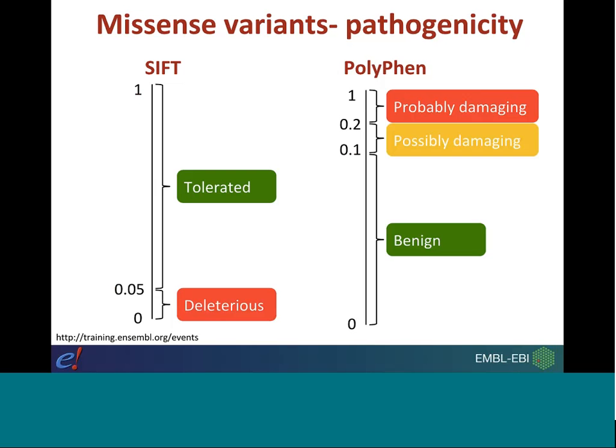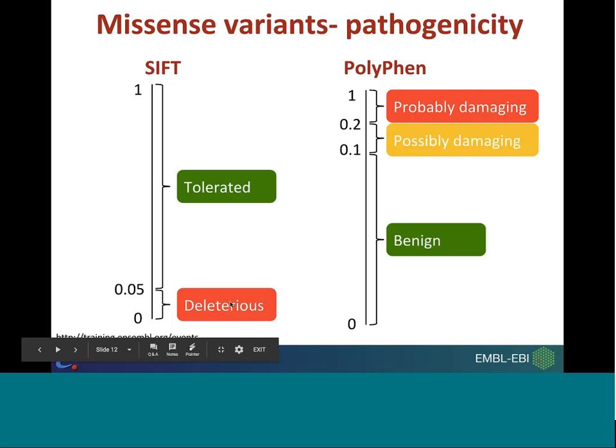So rather confusingly, they both work on a scale of 0 to 1, but they're inverse of each other. For example, a SIFT score of 0 is deleterious, whereas 1 is more tolerated. And for PolyPhen, the inverse is true. So 1 is more damaging, and a score of 0 on PolyPhen is more benign.